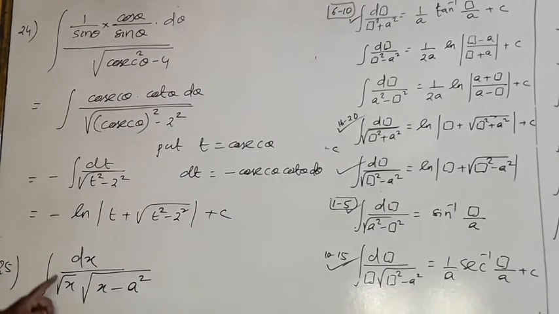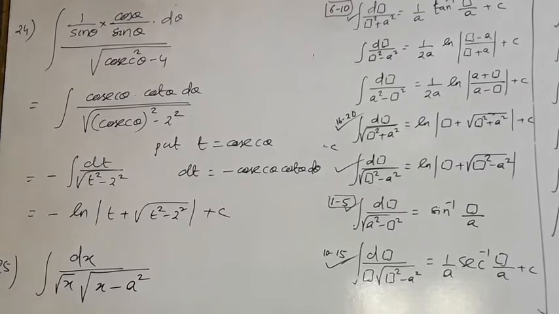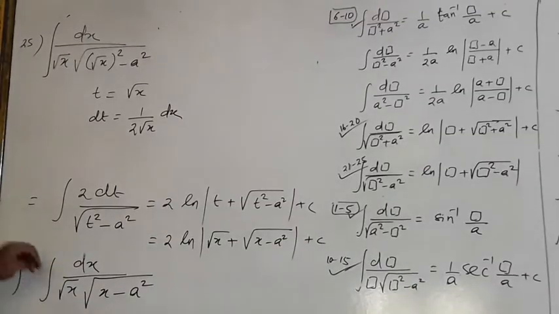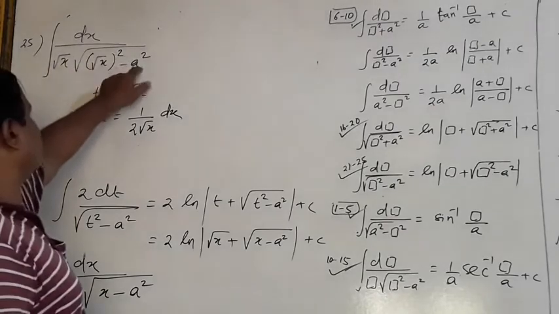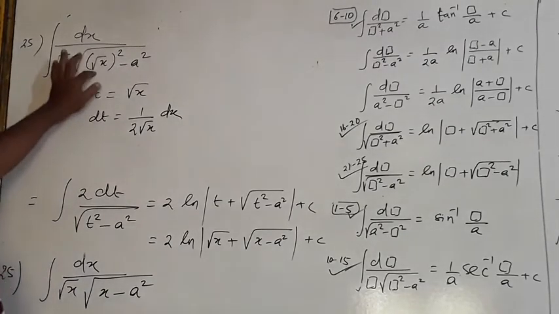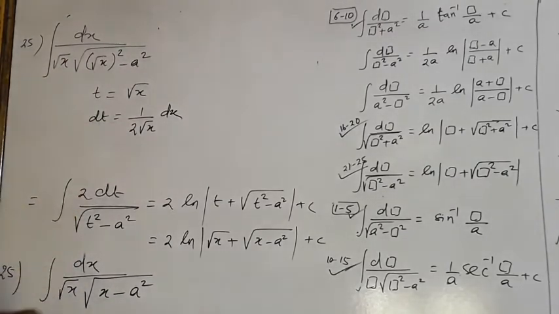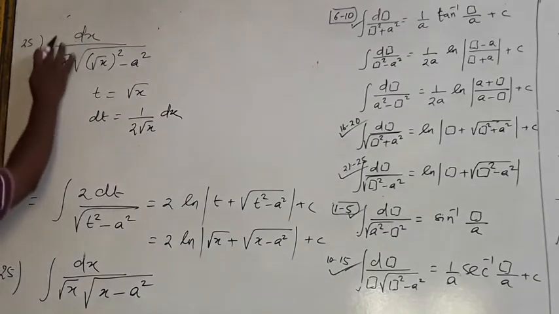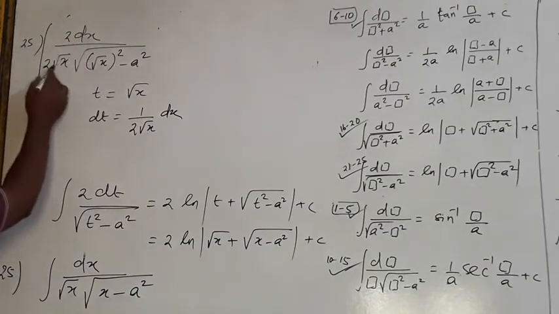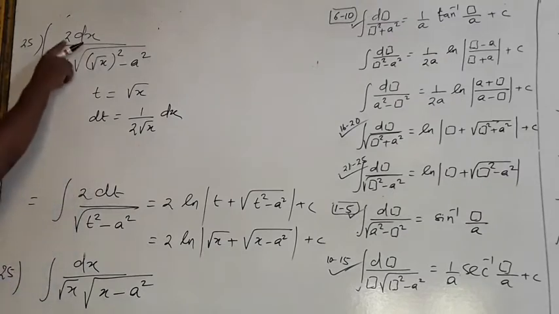And what is this? Look at this problem number 25. Now look at this problem. It is root x and it is x. What you have to do? You have to put root x square. Root x whole square minus a square. Take t is equal to root x. dt is equal to 1 by 2 root x dx. Okay. Now I am multiplying 2 here. It becomes 2 dx.